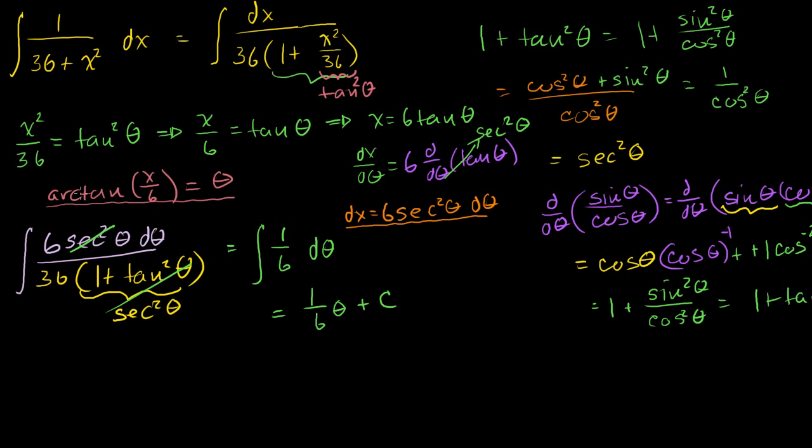And now we back substitute using this result. Theta is equal to arctangent of x over 6. So the antiderivative of 1 over 36 plus x squared is equal to 1/6 times theta. Theta is just equal to the arctangent of x over 6, plus c. And we're done. So that one wasn't too bad.